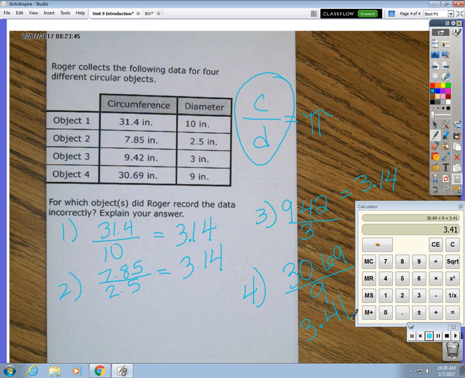So did he record any data incorrectly? Yes. Which one? Object 4. Object 4 equaled 3.41. So incorrectly, yes, object 4.